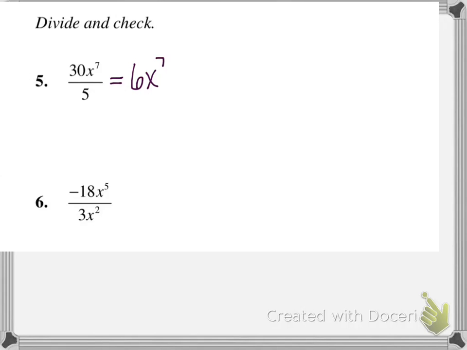On number 6, I like to think of these problems in chunks, and I would work with my numbers first. So negative 18 over 3 is negative 6. x to the 5th divided by x squared, use your exponent rules. We would subtract our exponents, so it would be x cubed. So monomial divided by a monomial, you're really just simplifying each little part.